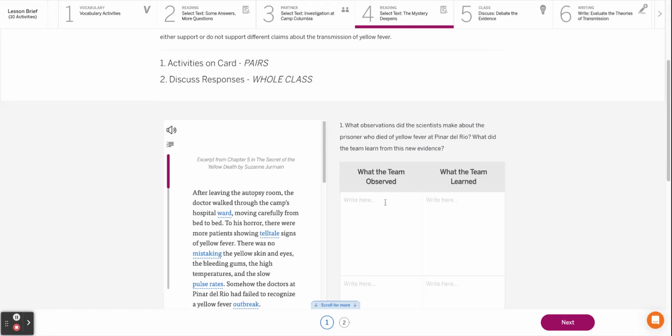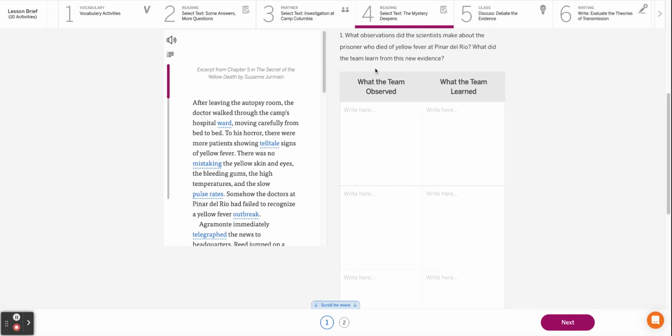In activity 4, you were going to write what observations the scientists made about the prisoner who died of yellow fever at Pinar del Rio. So, what did they observe? So, this is like their notes, their observations. What did they see about the person? What did they see about the person's environment, their surroundings? What were they touching? What were they lying next to? What did they have in their hair? What did they eat? What information did they collect? And you're going to list all of that right here.